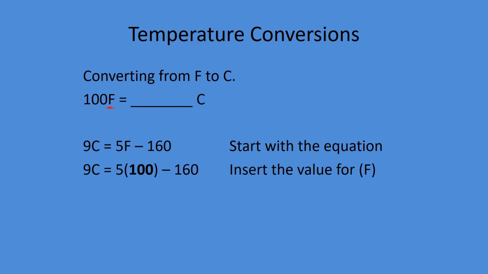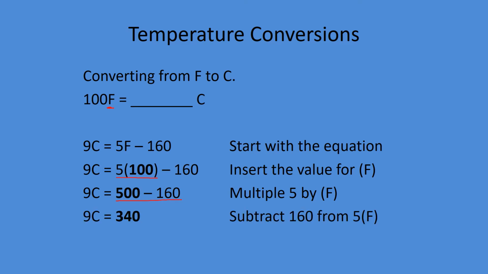So from here, all we have to do is solve for C. Let's simplify some of our expressions. 5 times 100 gives us 500. We can simplify this difference here, 500 minus 160, so we end up with 340. The last thing we need to do is divide both sides by 9. So you get C equals 340 divided by 9, and that comes out to about 37.8 degrees.